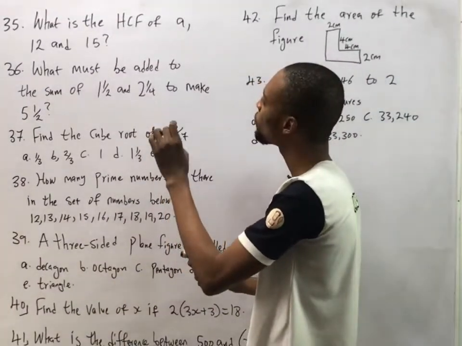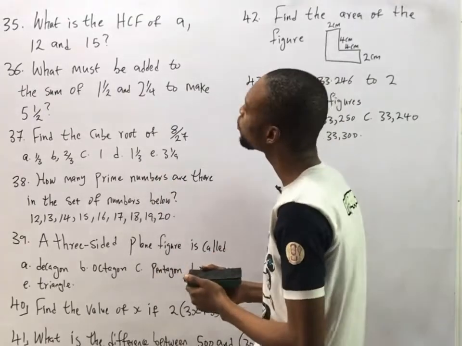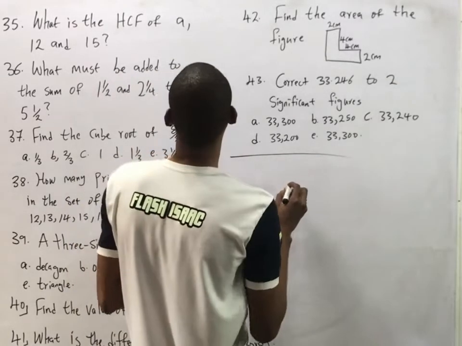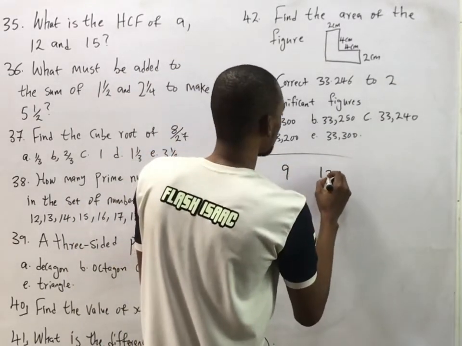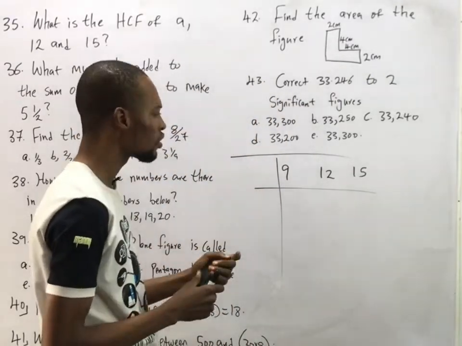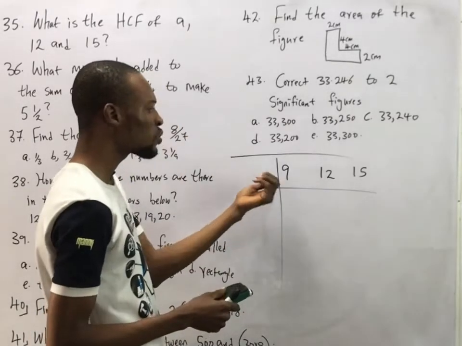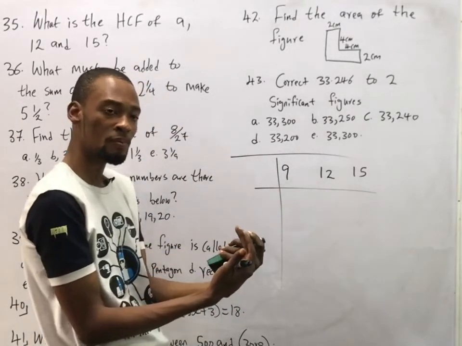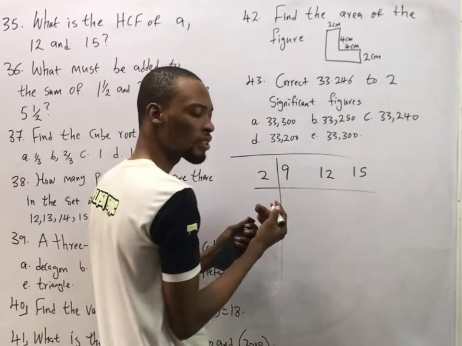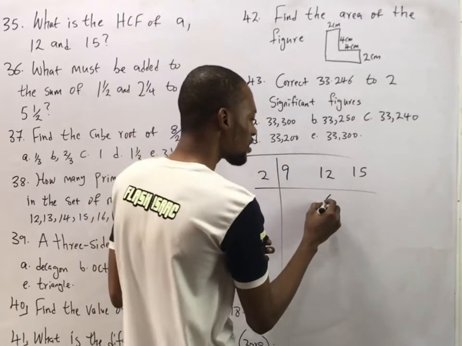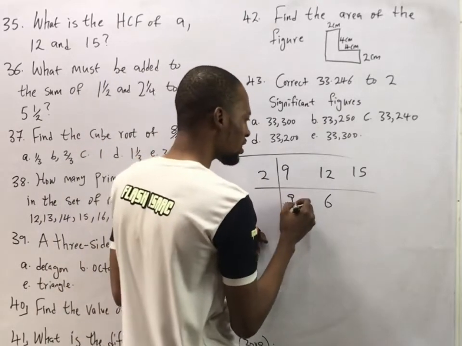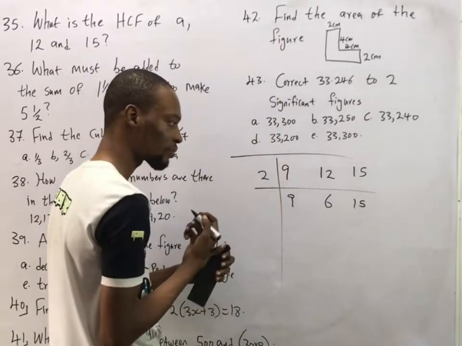What is the highest common factor of 9, 12, and 15? So to look for HCF, we simply bring out the values 9, 12, and 15. So we start dividing from 2. We look at all these values. 2 can divide at least one of them. So 9 divided by 2, it won't work. 12 divided by 2 is 6. 15 divided by 2 would not give you a whole number. So we leave 9 the way it is and 15 the way it is.